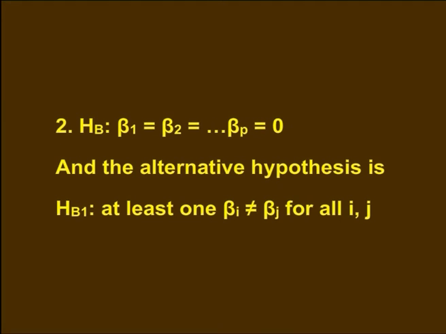And the second hypothesis we test is HB: beta 1 equal to beta 2 etc. beta p is equal to 0, and the alternative hypothesis is HB1: at least one beta i not equal to beta j for all i and j.